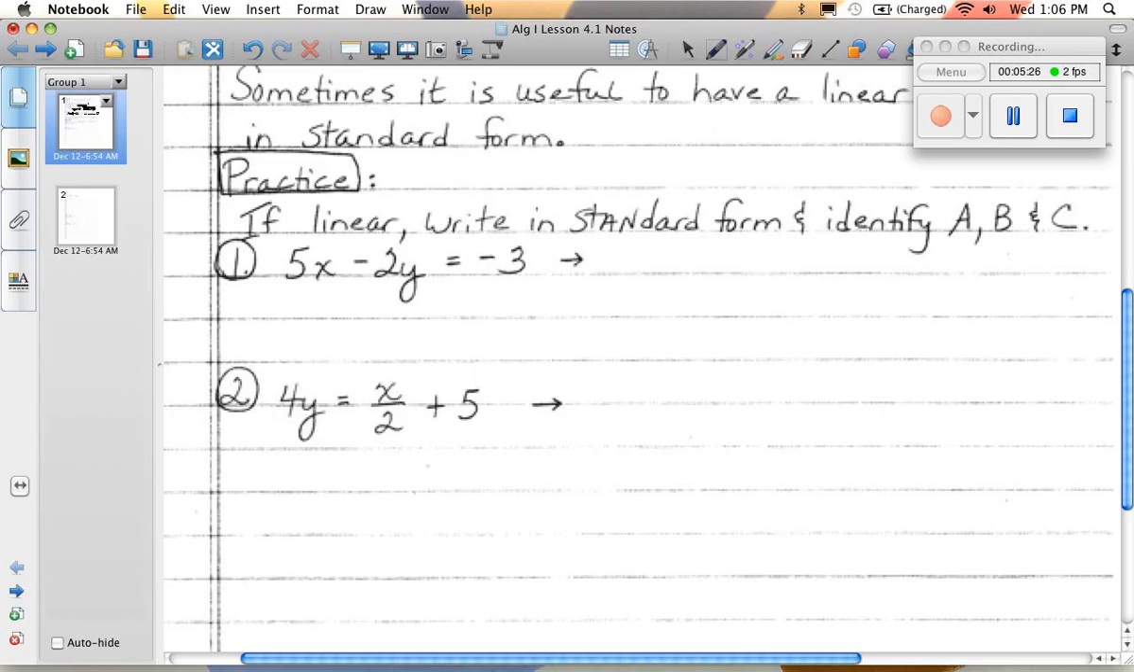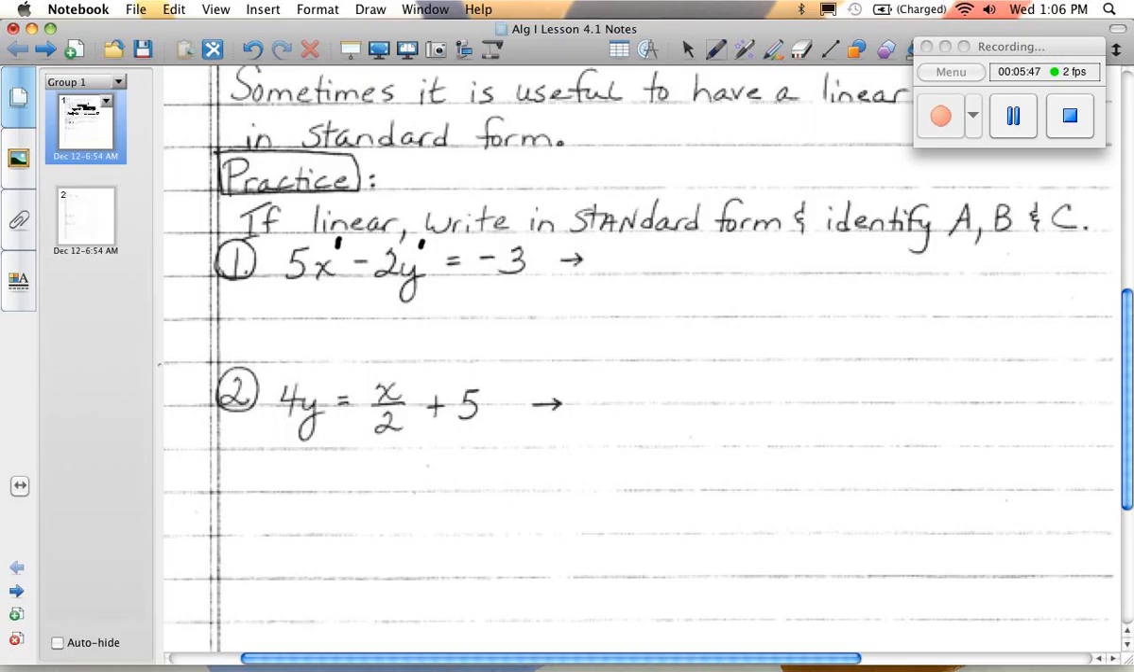So how do you feel about number 1? Does it meet the standards above for being linear? 5x minus 2y equals negative 3. Are x and y both to the power of 1? Yeah, it's invisible, but they are. When you don't see a power there, it's an invisible 1. So it meets that standard.